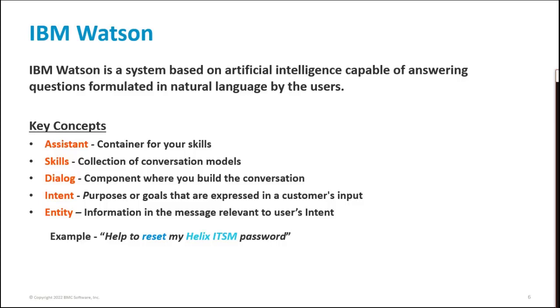As an example, a user types "help to reset my Helix ITSM password" in the virtual agent. The intent or goal in the message is resetting our password. We can identify it because it's usually the verb in the message. The entity would be Helix ITSM. We can identify it because it's usually the noun in the message and because it's related to the intent. "I need to reset my password." "Okay, I got it. In what application?" The response is our entity.